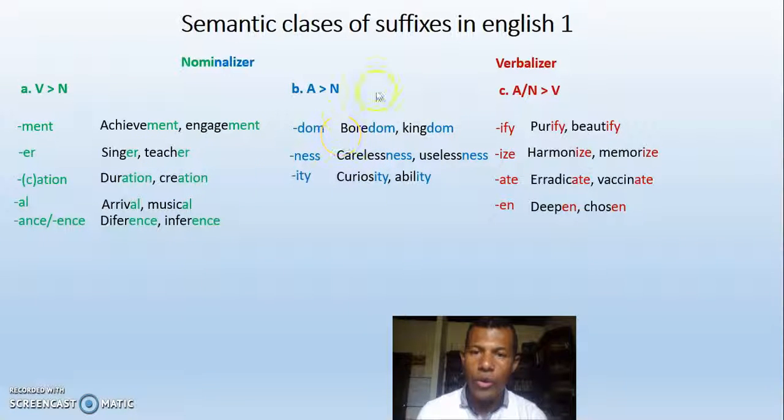In this case, we turn adjectives into nouns. Bored, kind, useless, curious, we turn them by adding the final particle, curiosity, and ability. The same occurs with these verbalizers. We turn adjectives or nouns into verbs. Pure, beauty, by adding that final termination, we turn them into verbs. Purify, beautify, harmony, harmonize, memory, and memorize.